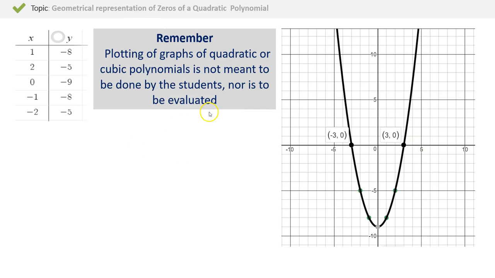Remember, plotting of a graph for a quadratic or cubic polynomial is not meant to be done by the students, nor does this need to be evaluated. So you're not learning in this session how you will really plot that graph.